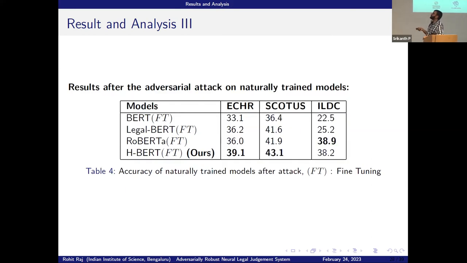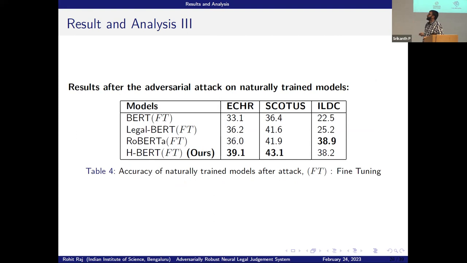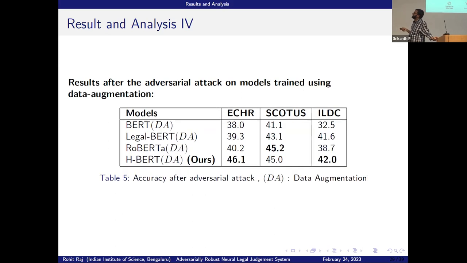After adversarially attacking these models, the performance of these models decreased drastically, as you can see. Initially, accuracy was around 81, but here accuracy is around 33%. Here also our model is performing a little bit better because it is considering the whole text in the form of chunks, but all other models are taking only the last 5-10 tokens.